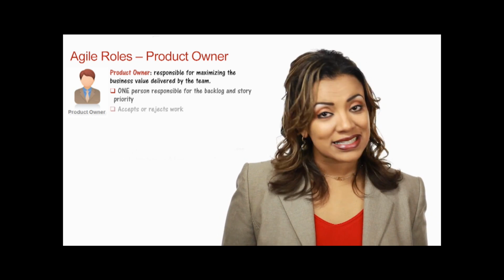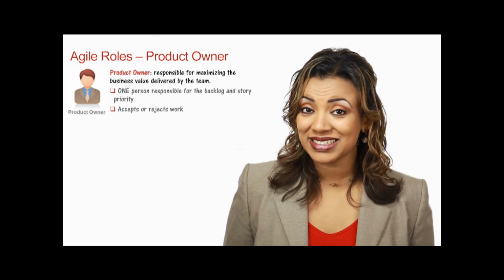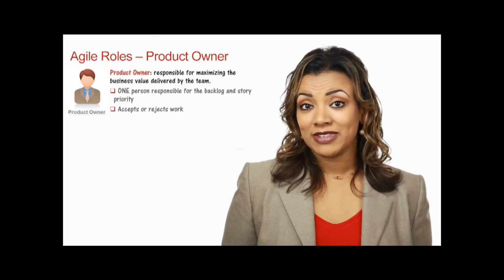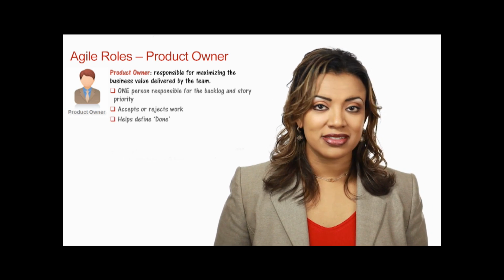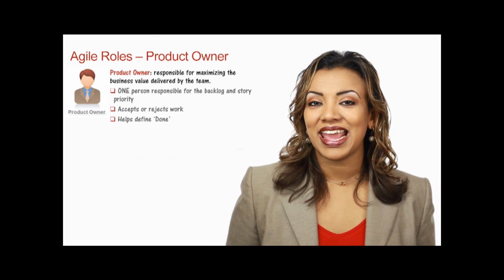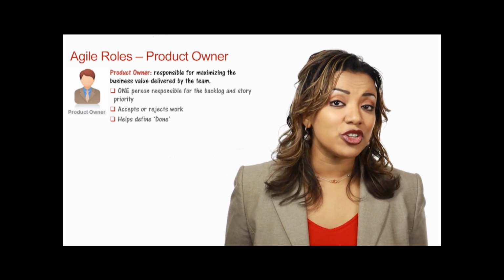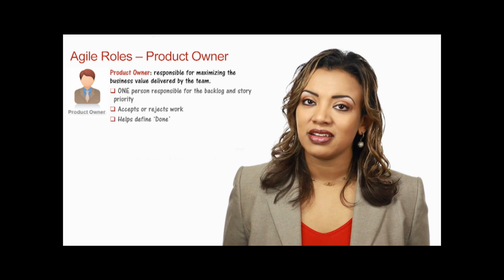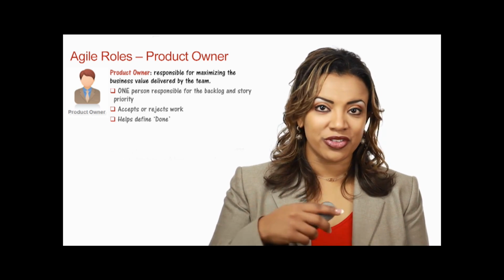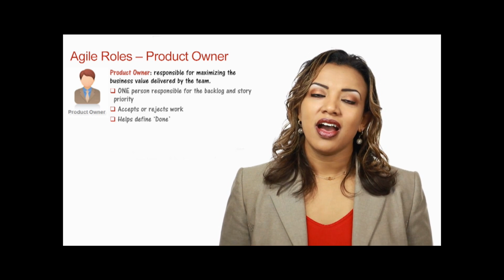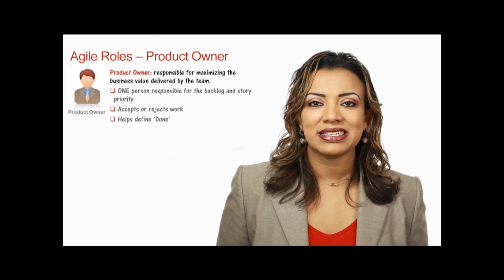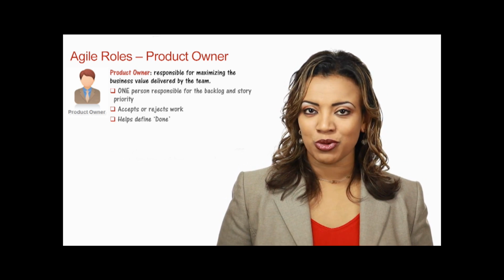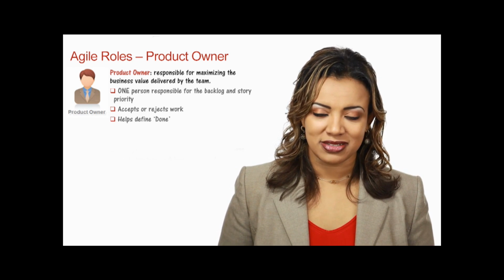They're the ones that can accept or reject the work. They're the ones that can say, yes, this is done, or nope, this doesn't meet my expectation. They help define what done means, and this is very important. We'll talk about it again. The team has to have a definition of done. What does it mean for a story to be done? What are the key acceptance criteria? Where do we test it? How do we verify it? What are the basic conditions of satisfaction from the product owner for them to accept anything from us as done?